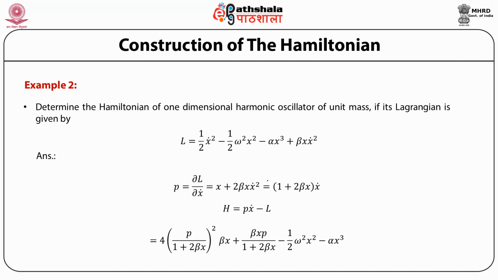So now the Hamiltonian H is defined as p x dot minus L, which can be easily seen to be of the form one half p divided by (1 plus 2 beta x) whole square, plus beta x p divided by (1 plus 2 beta x), minus half omega square x square minus alpha x cube. This is the Hamiltonian expressed in terms of the coordinate x and the conjugate momentum p.